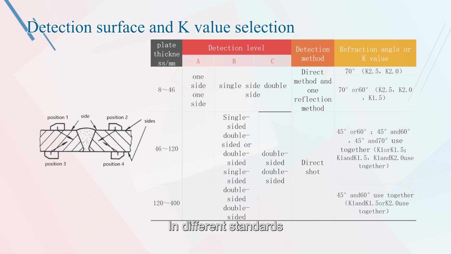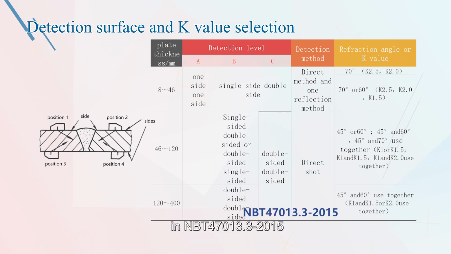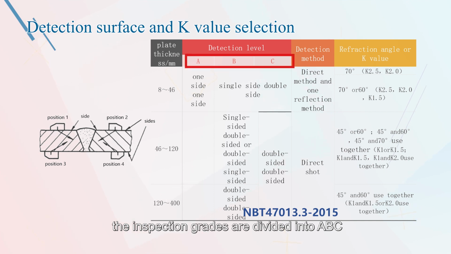In different standards, different inspection levels are specified according to qualified requirements, and principles are given for the inspection surface and inspection direction. For example, in NB/T 47013.3, the inspection grades are divided into A, B, C, 3 grades according to the weld quality requirements, and the completeness of the inspection and the difficulty factors increase step by step from A to C.